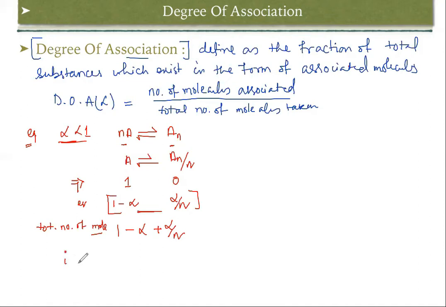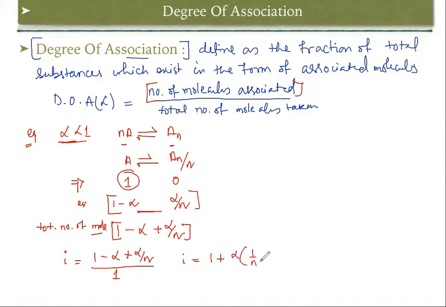Here i can be defined as the number of moles after association, that is 1 minus alpha plus alpha by n, divided by the total number of moles taken. How many moles are taken? 1 mole, so this is 1. Arranging this equation, i is equal to 1 plus alpha into 1 by n minus 1. We need to remember this formula.